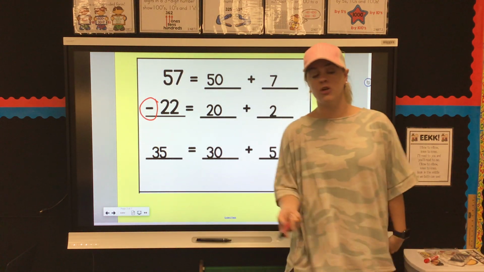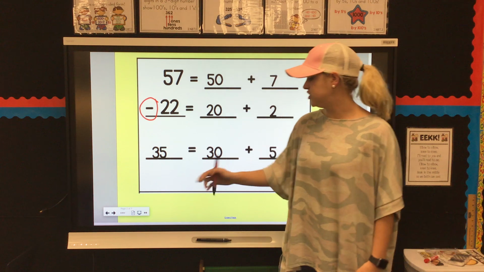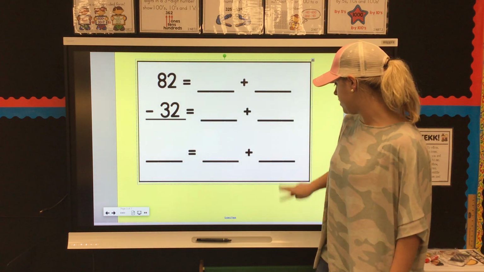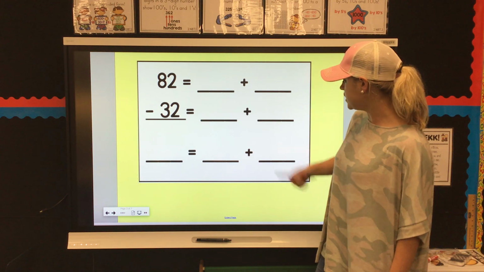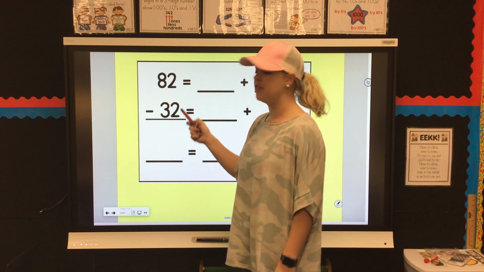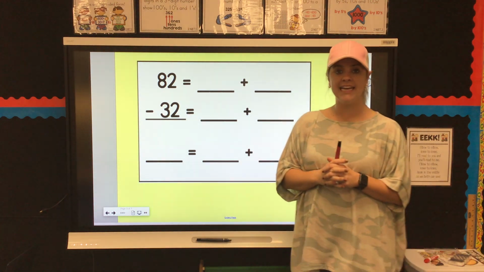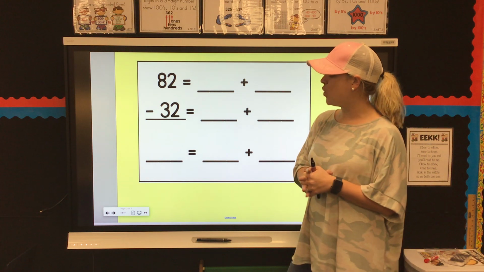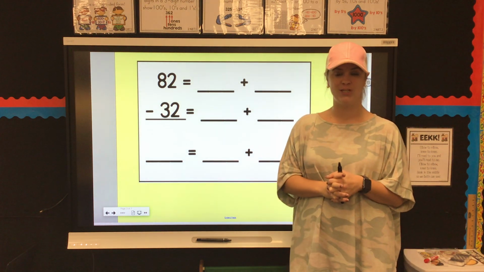If you want to do this on your whiteboard, you can, or you can just kind of watch for the first couple of problems and then go from there, okay? All right, so here we go. Our first problem is 82 minus 32. I'm going to give you a second in case you want to write this down on your whiteboard. 82 minus 32.